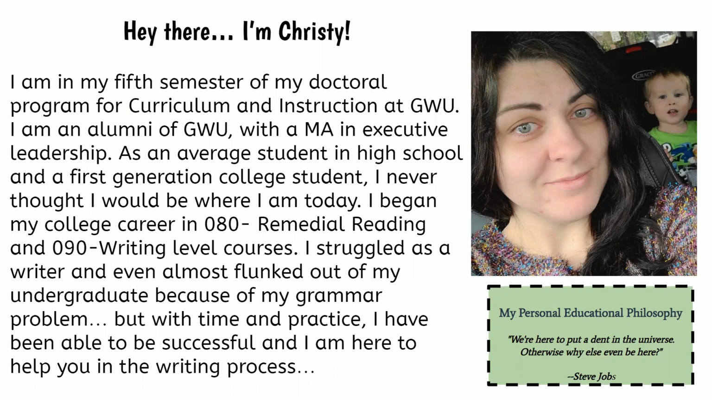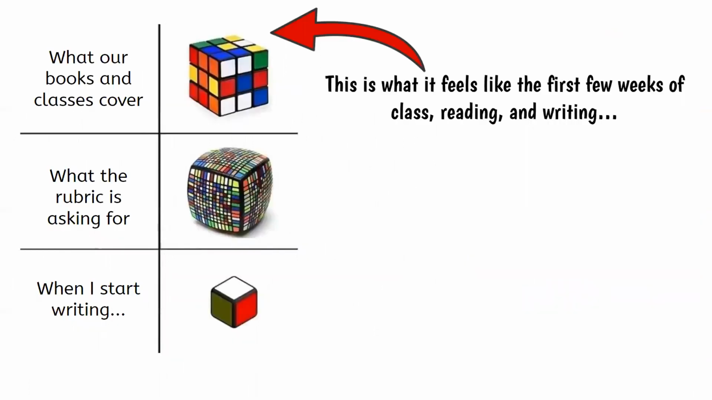So I definitely struggled as a writer, and I almost flunked out in my undergraduate because of the grammar problems I had. I literally had a professor say in this 50-page document, "You have so many mistakes. I need you to fix this paper, and if you have more than 10 grammar errors, we're going to have to flunk you." Luckily, I didn't flunk out. That was the point in my college career that I realized I really had to step my writing game up. With time and practice, I have been able to be more successful in my writing. And here I am today helping you dissect rubrics.